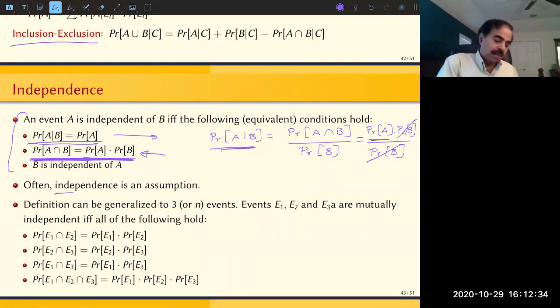But one thing to keep in mind is that generally independence is an assumption. We typically assume independence, although there are experiments you can do to try to see whether the assumption is justified. It is ultimately going to be an assumption, not something that can be proved.